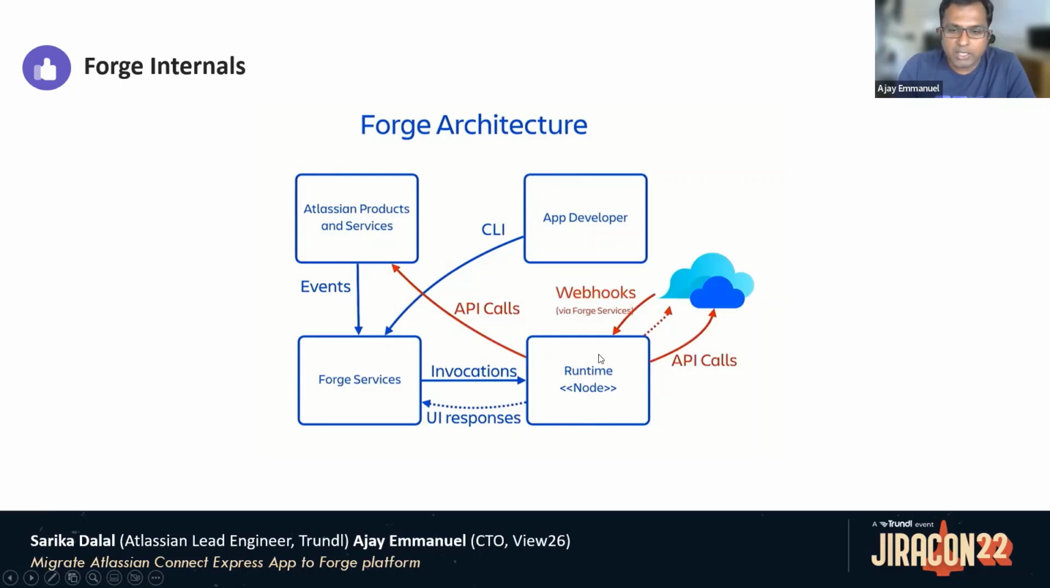Forge apps can contribute to the UI by responding to user events. So whenever you make an event, it will in turn call the node runtime, which invokes the Lambda function, which can in turn call external APIs, right? Or it can call internal APIs wherein it can access Atlassian products and services.